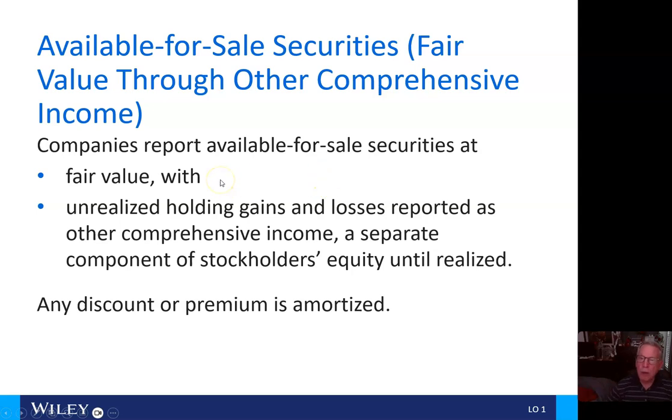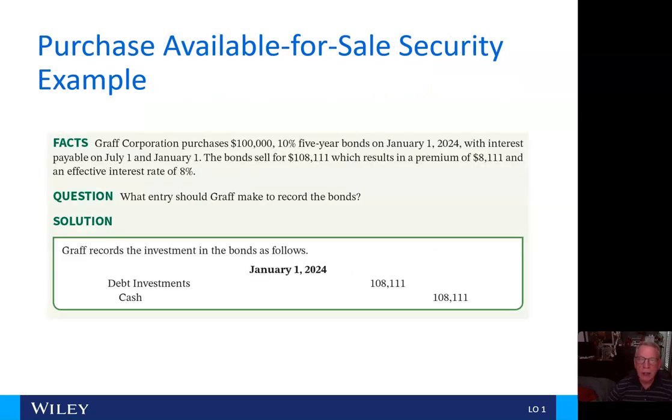Okay, so the companies are going to report the available for sale securities at fair value. And bullet point 2, unrealized holding gains or losses are reported as other comprehensive income, a separate component of stockholders' equity until it's realized. Any discount or premium is amortized. Okay, let's take a look at an example.